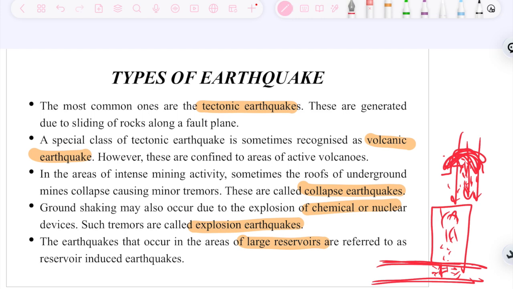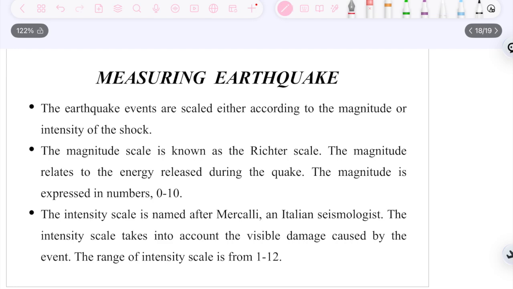So now we have seen some examples of why earthquakes can occur. These are basically tectonic, where energy is released along fault lines. Volcanic, due to volcanic activity. Collapse earthquake, when due to mining there is a collapse of underground rooftops. Explosion, due to chemical or nuclear explosion. And it can also be through large reservoir areas being present, and it is called reservoir induced earthquake.